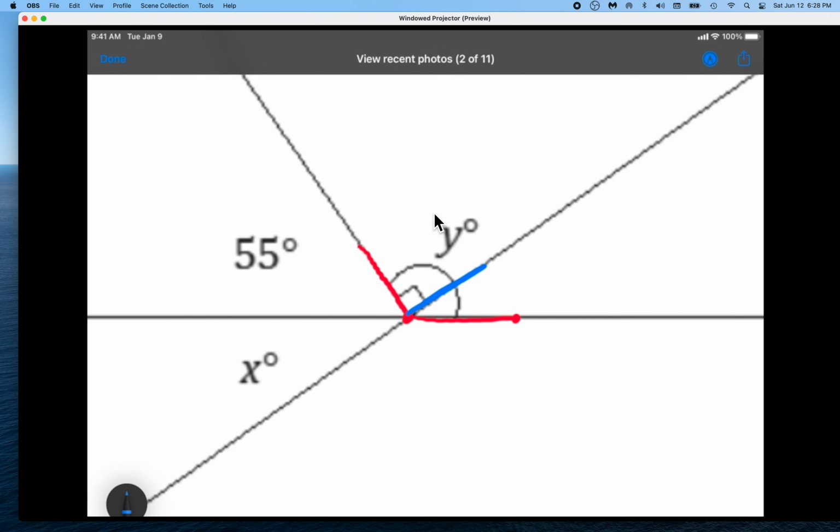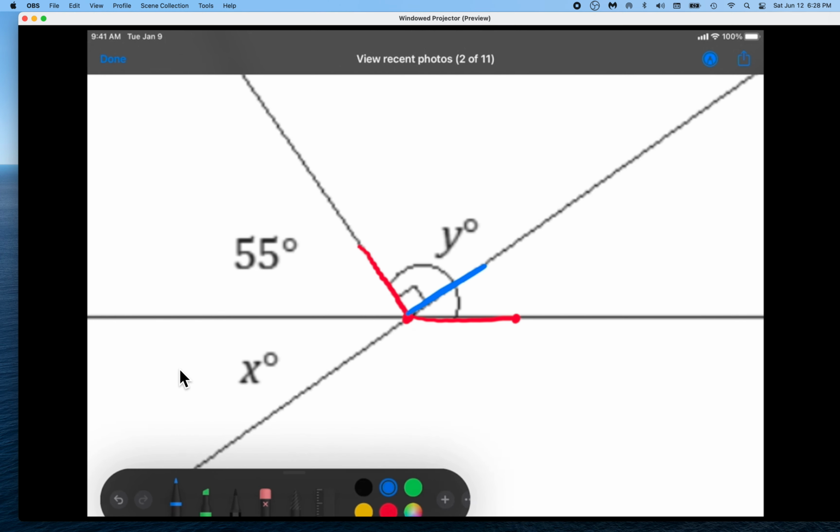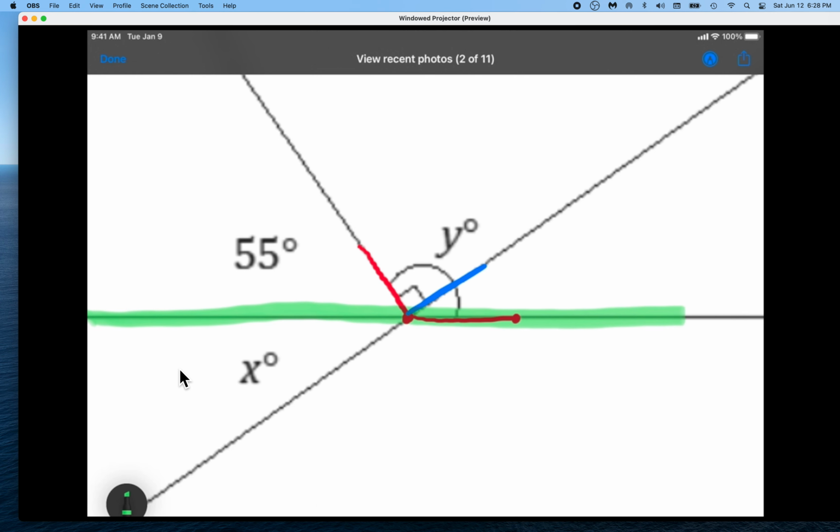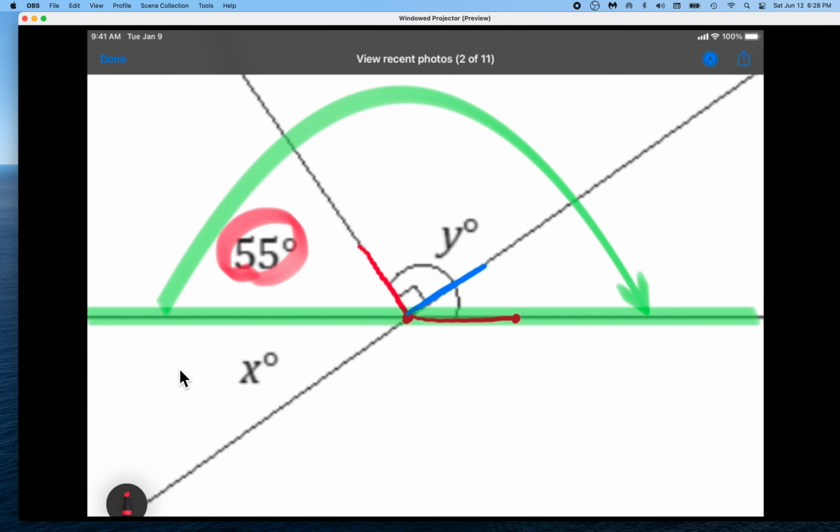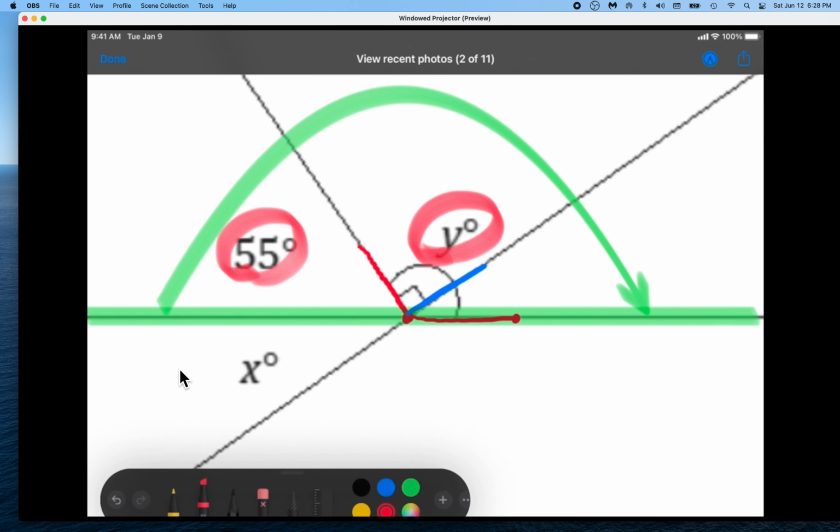Now, in order to find y, we're going to take advantage of the fact that we have a straight line situation. Here's your straight line. That means that this entire distance is going to encompass 180 degrees. So 55 plus y is going to give us 180 degrees. So 180 minus 55 is going to give us 125 degrees. Again, once you have a value, write it in. Okay, let's clean this up a little bit.